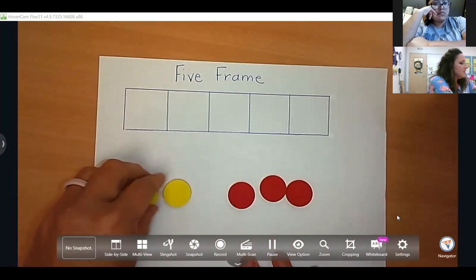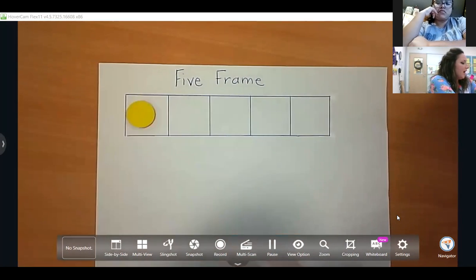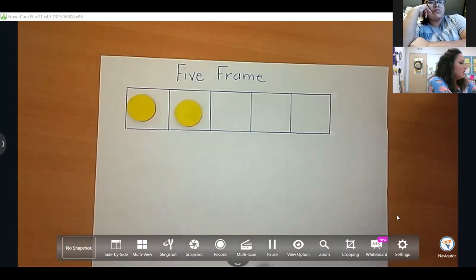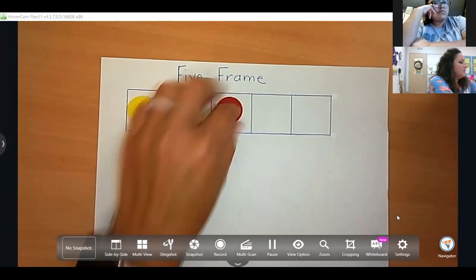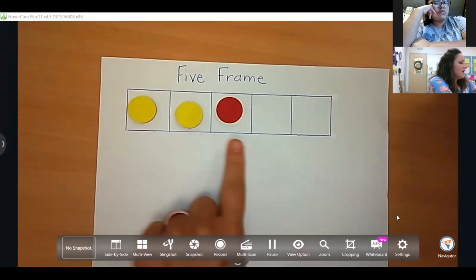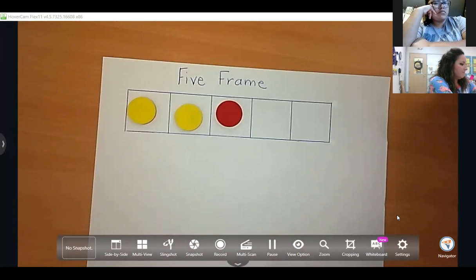When you start asking questions so they'll understand how numbers relate to one another, ask what is 1 more or 1 less? What is 1 more than 2? They can put it into their 5 frame and they can see that they have 1 more than 2.